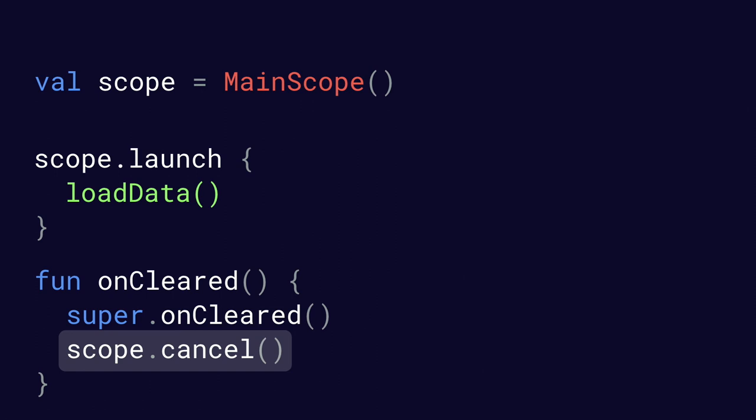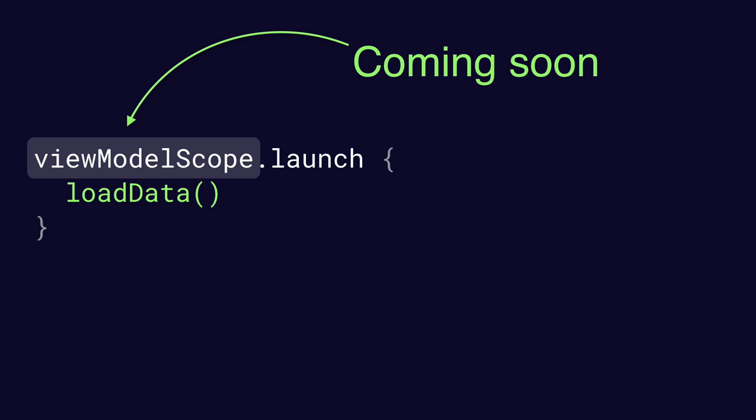This is a lot of boilerplate. So coming soon, there's actually going to be an extension property on ViewModel that is in alpha, but if it stays named this on the way to stable, it'll be called viewModelScope. And you'll just be able to say viewModelScope.launch, and that will go ahead and start work that automatically cleans itself up when the ViewModel is done. The key concept to putting launch on a scope is that now launch always starts a coroutine in a scope.